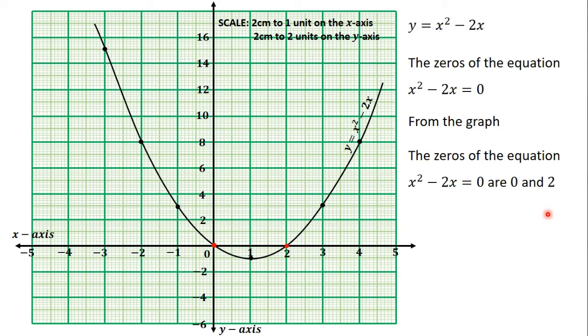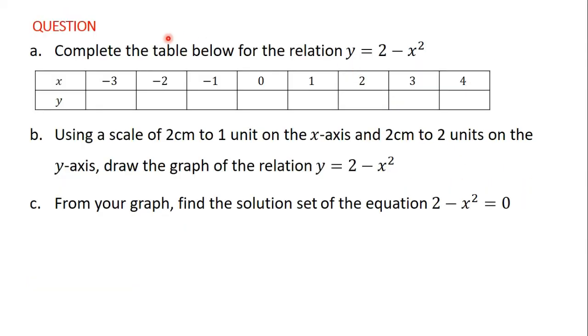Let's look at the last question. Complete the table below for the relation y is equal to 2 minus x squared. Then we will use the table to draw the graph of y is equal to 2 minus x squared. And then we will use the graph to find the solution of the equation 2 minus x squared is equal to 0. We have already learned how to draw the graph of the relation y is equal to 2 minus x squared. So let's move straight to the last part of the question.